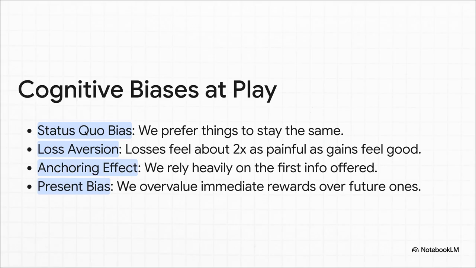Framing works because of loss aversion, the simple fact that losing something hurts about twice as much as gaining the same thing feels good. And the anchoring lever is powered by, you guessed it, the anchoring effect. There's even something called present bias, our tendency to want rewards right now, which explains why it's so tough to get people to save for retirement without a clever little nudge.